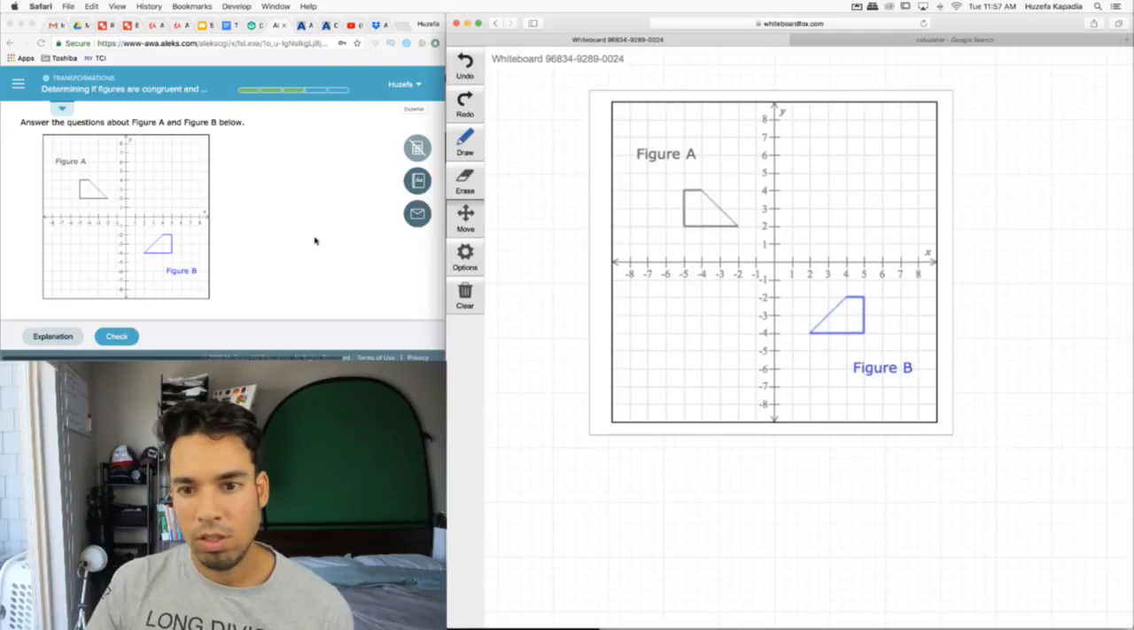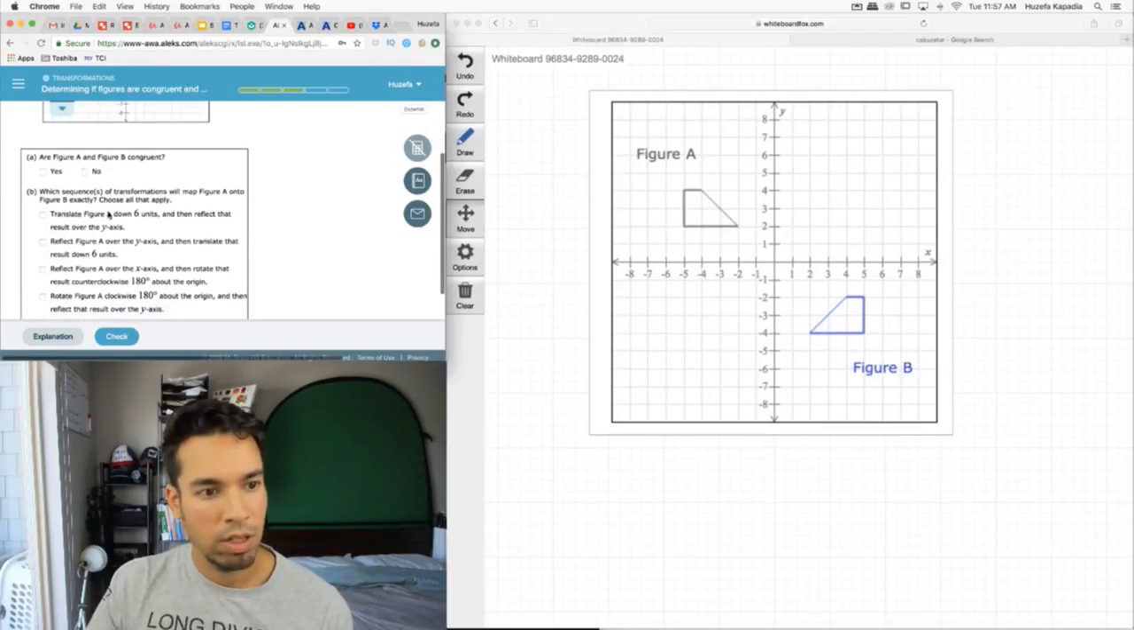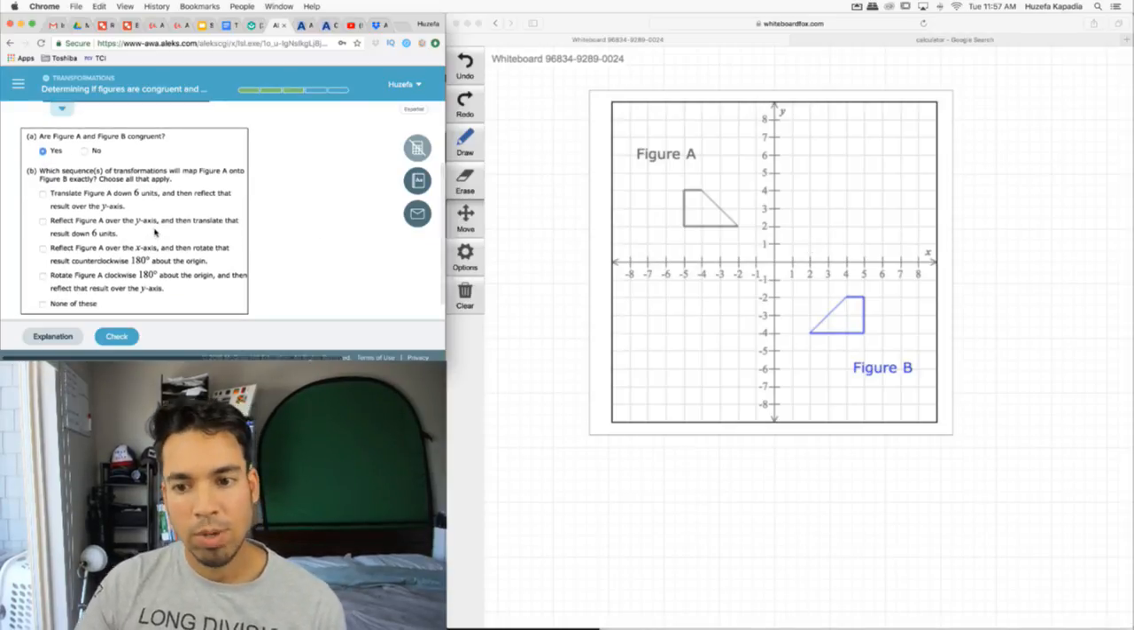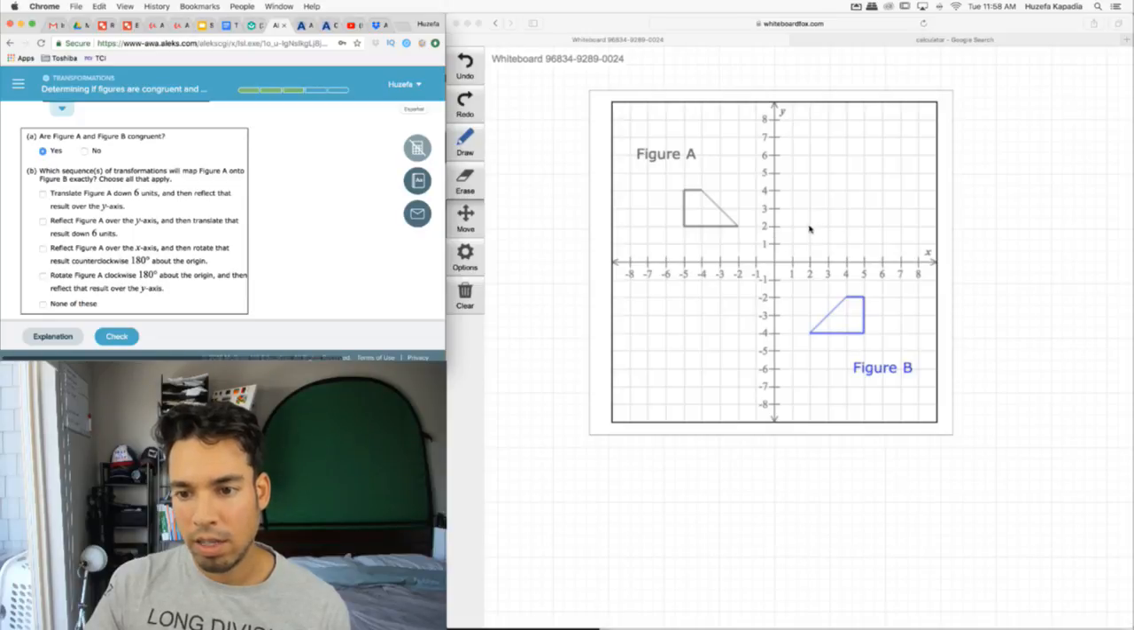Okay, so these ones are congruent, clearly, right? You can see that they're the same shapes. So let's think about which one's going to translate over. I'm thinking something where it's a reflection across y, and then it goes down by 6. I'm just going to identify that's got to be the reflect over y. Yeah, this is definitely right.